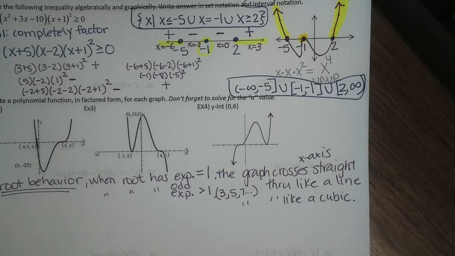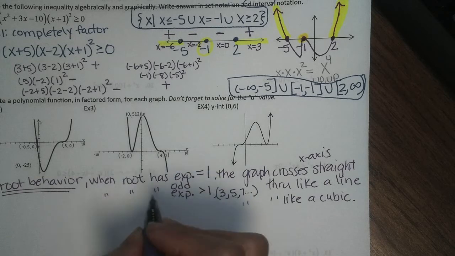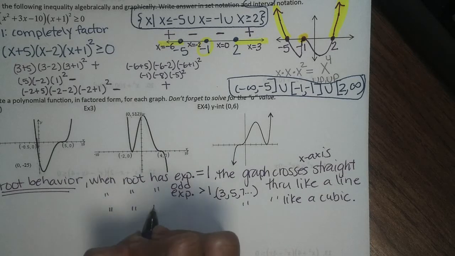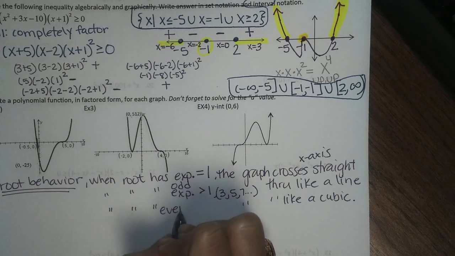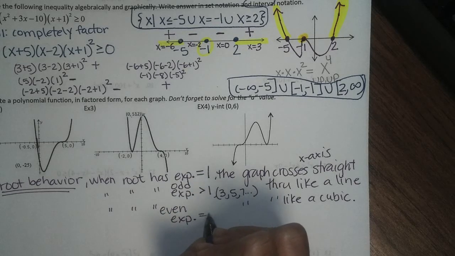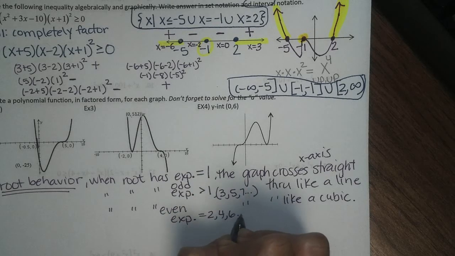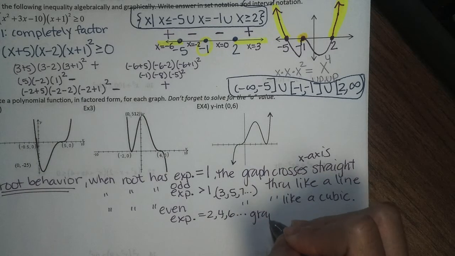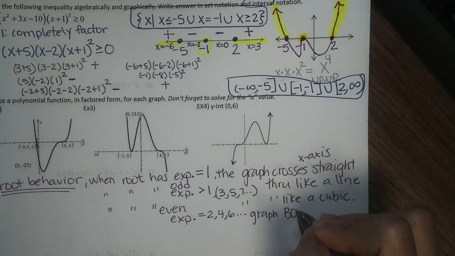So again, that's called the root behavior. Now you got one last option. When the root has an even exponent, so it could be like 2, 4, 6, any even number, 2, 4, 6, 8, 10, the graph bounces off the x-axis.